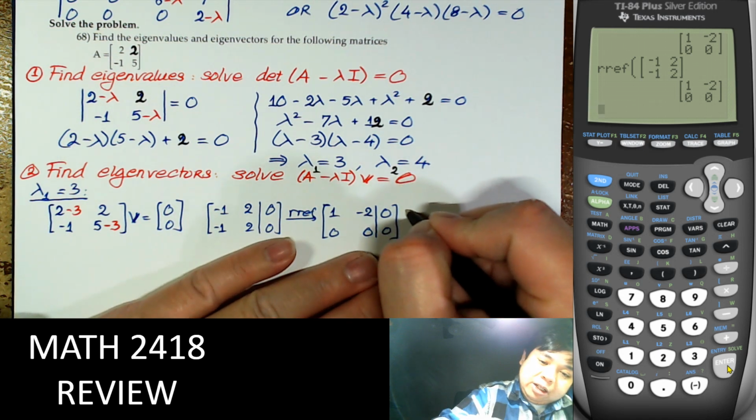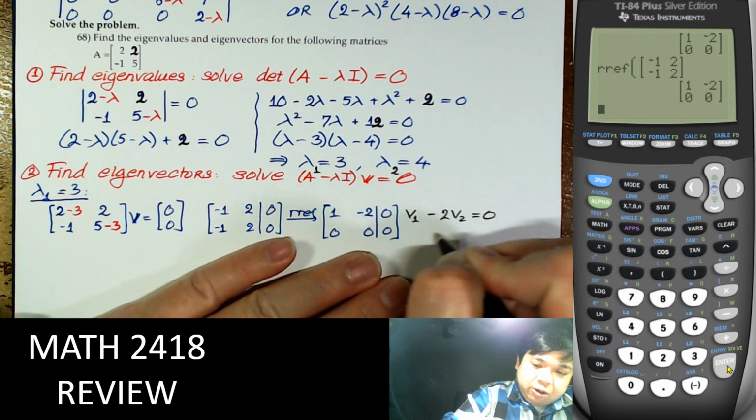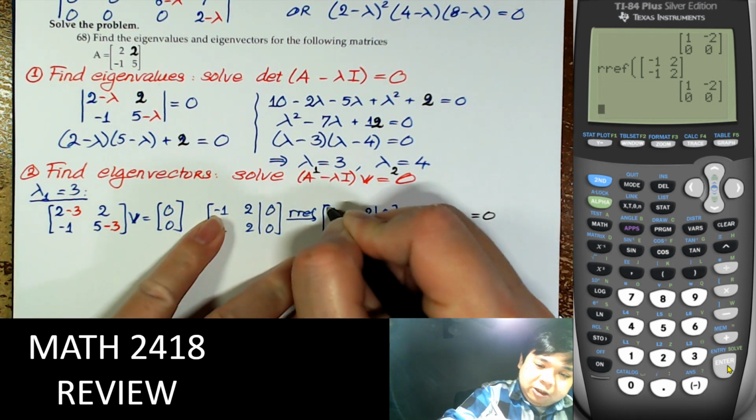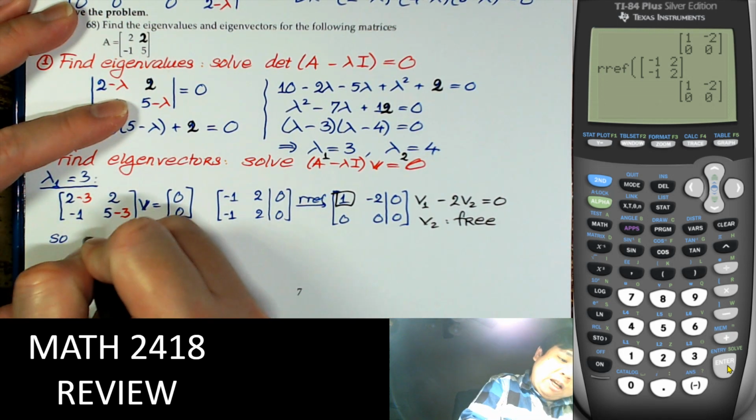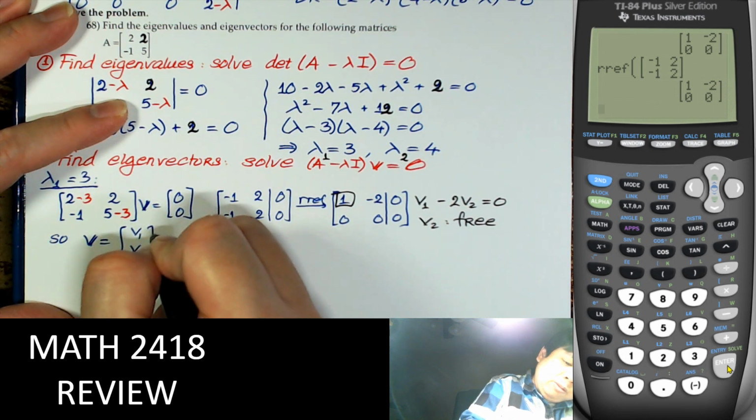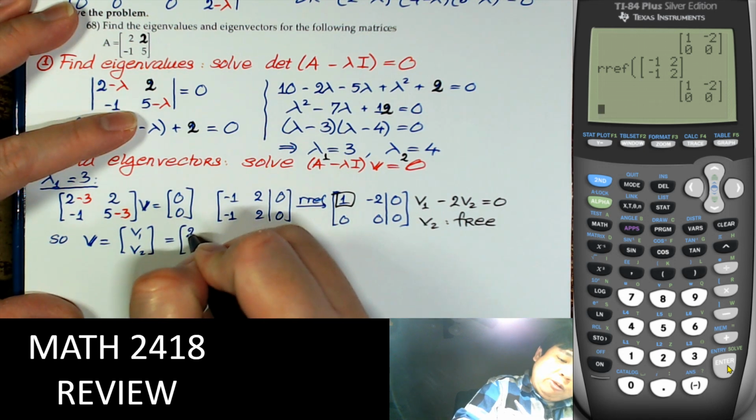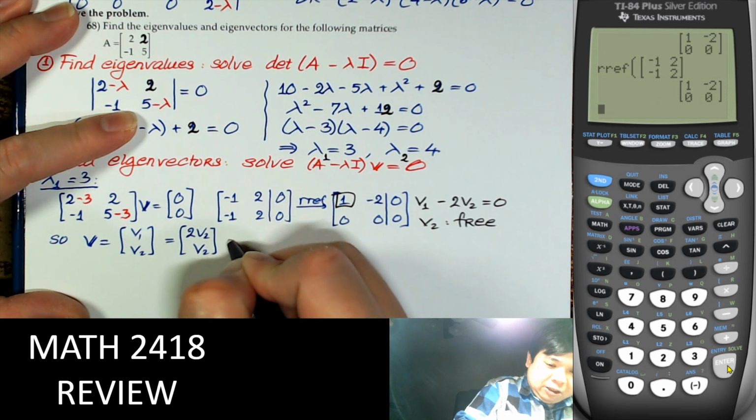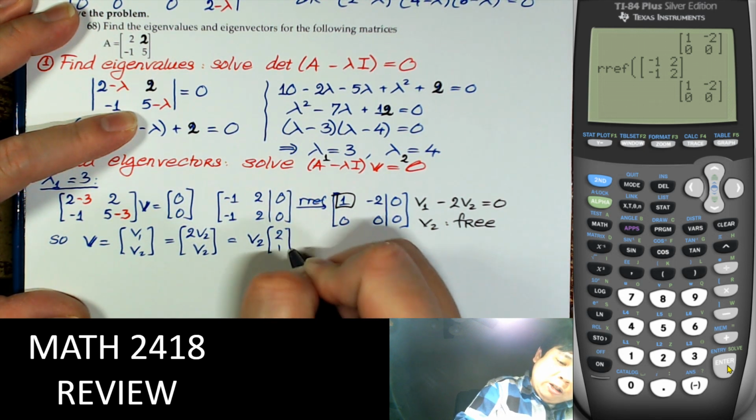So from here we can say v1 minus 2v2 equals 0 and v2 is 3. Right, so we can write v as the vector of v1, v2. From here we can say v1 is 2v2 and v2 is 3. Factor out v2, we have 2 and 1.